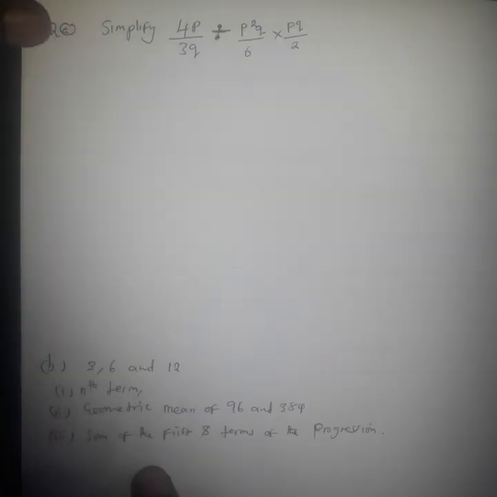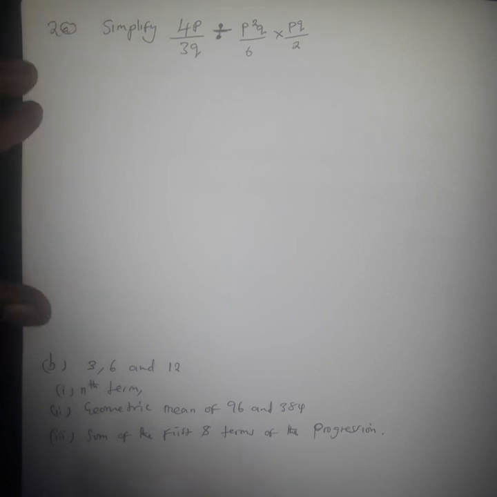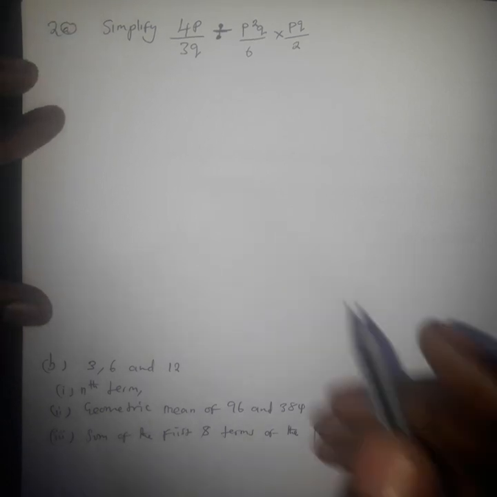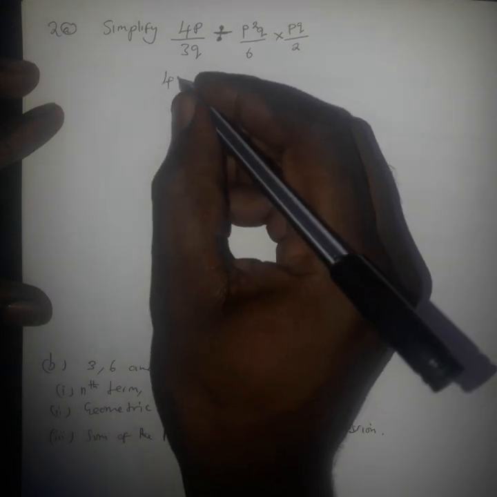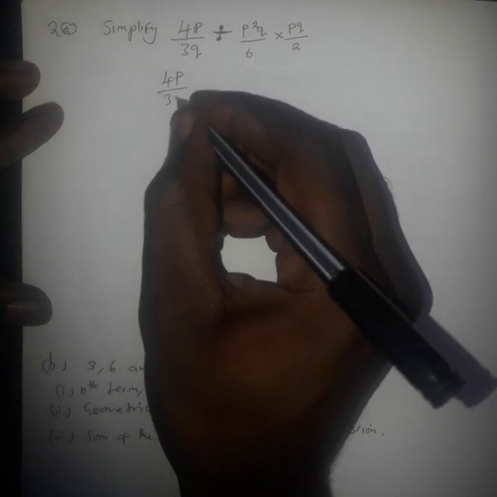Okay, moving to question number 2a. It says simplify. We have the expression 4p over 3q divided by p squared q over 6 times pq over 2. So quickly, how can we simplify the given expression? We shall have 4p over 3q.